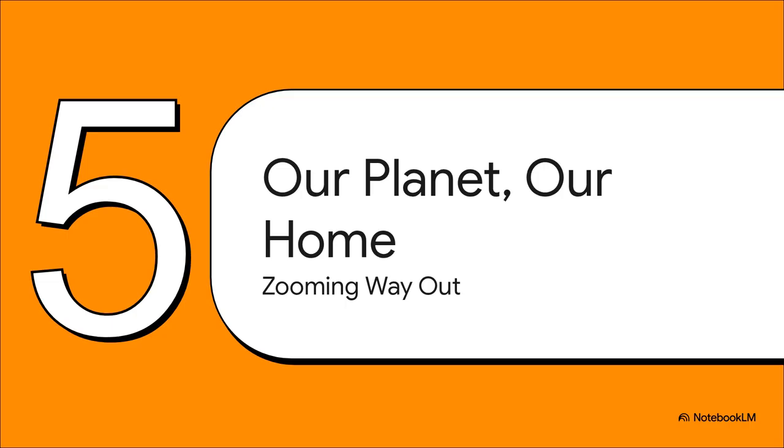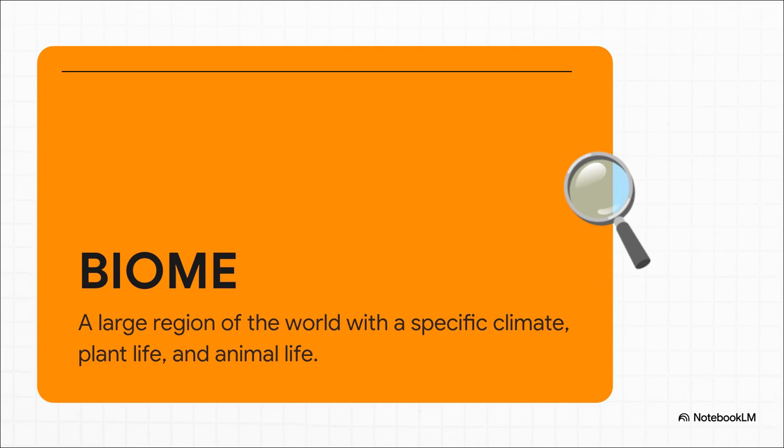Now it's time to zoom way out and look at the biggest scales of all. Next up, we have the biome. A biome isn't just a local park or pond. It's a massive region of the world, and it's defined by its specific climate, which then decides what kinds of plants and animals can actually live and thrive there.